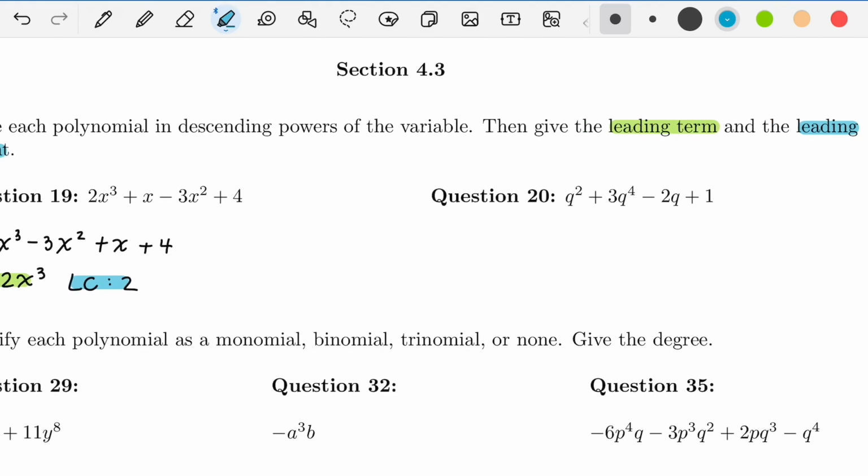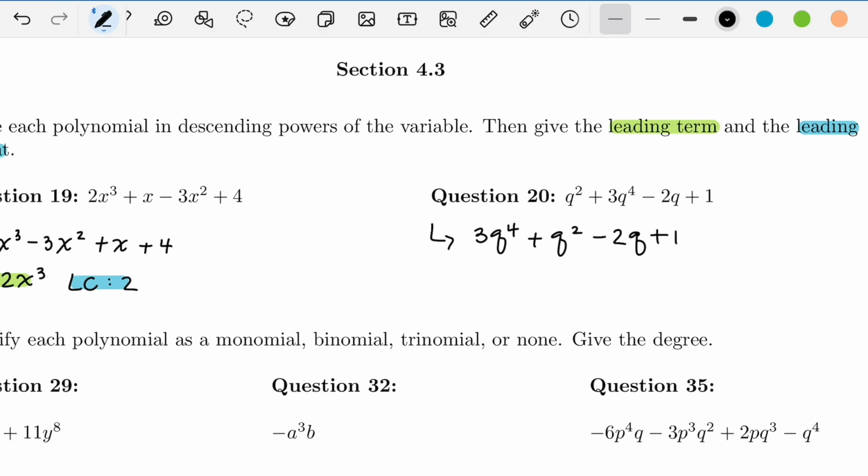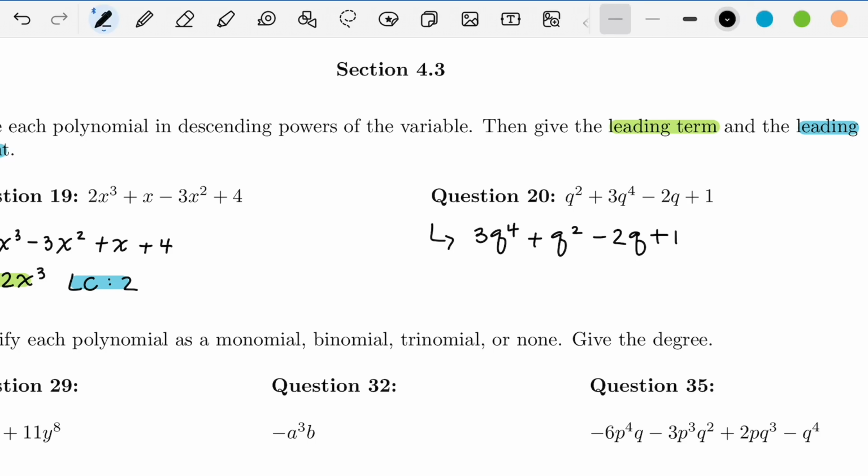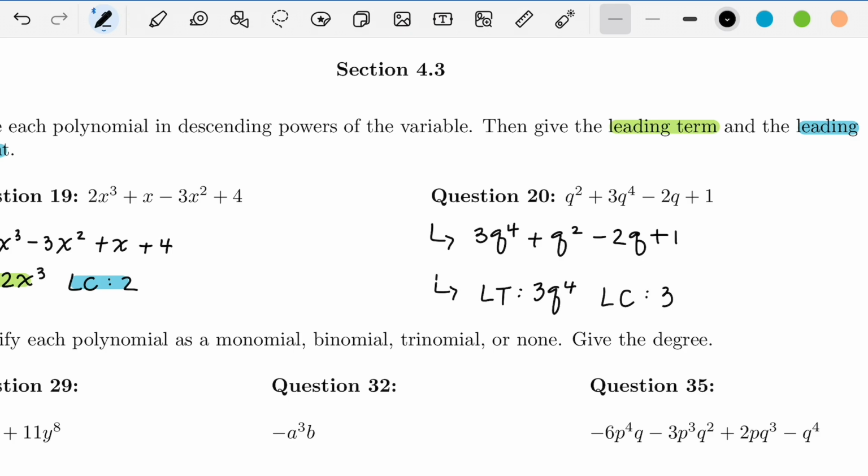So this brings us to question 20 here. We want to do the same thing. So writing this polynomial in descending powers of our variable q in this case, we're going to start with this 3q to the 4th power plus q squared minus 2q plus 1. So as you can see, the variables are in descending order. And then our leading term is going to be this 3q to the 4th power, and our leading coefficient would be the coefficient of that term, so 3. So this is our leading coefficient and our leading term here.